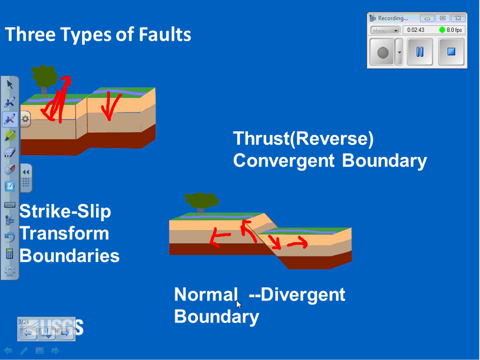So that's a normal fault, and then a reverse or a thrust fault is kind of the opposite of a normal fault in the fact that the hanging wall moves upward or is pushed upward, and the footwall here gets pushed downward like that.